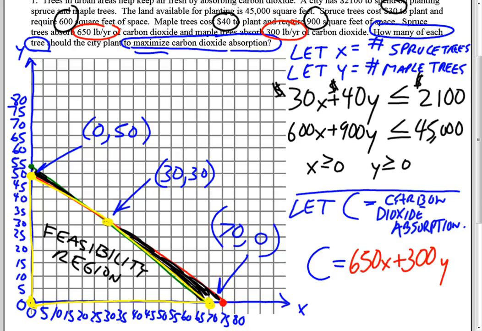What do I do with these 3 boundary points? You put them into the carbon dioxide absorption. Put them into the carbon dioxide equation and see which one gives us a maximum absorption. Which of those 3? And we're looking at x's and y's, x's and y's. We're substituting in what works in this case. What's the best scenario?